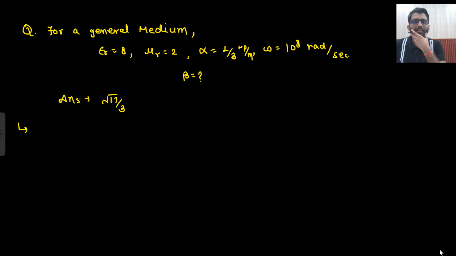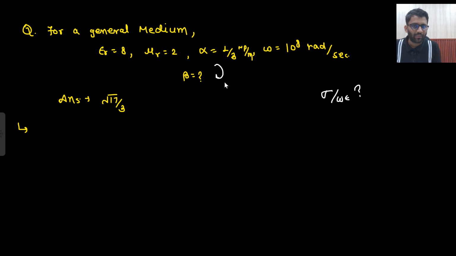For any general medium, these are the values of epsilon r, mu r, alpha and omega. All this is written. You need to find the value of beta. Do I have the value of sigma upon omega epsilon? I have the value of omega, I have the value of epsilon as well, but I don't have the value of sigma. So I cannot apply that ratio.